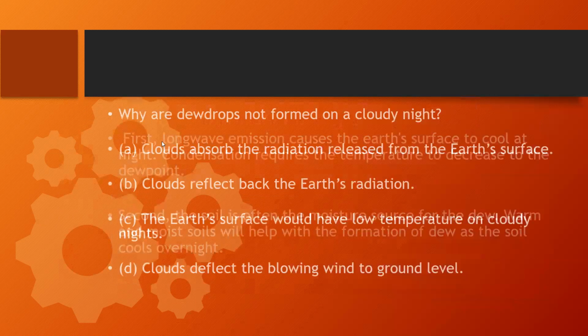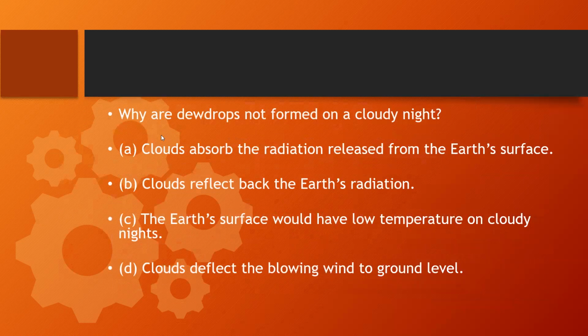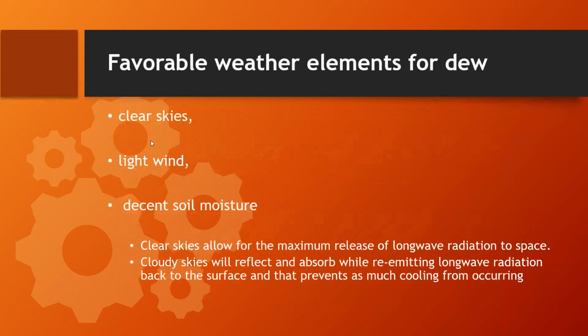Now you try to answer this question. UPSC has asked: why are dewdrops not formed on a cloudy night? You'll see that the option is B. If there is a cloudy night, now see here, as I have told you, clear skies are very favorable, because they allow the maximum release of the outgoing terrestrial radiation from the ground to space. Whereas if it is a cloudy sky, whatever heat is released by the earth is re-emitted back to the ground. Because of that, the cooling would not happen. When there is not much cooling, the dew point would not be reached. So that's why clear skies are very favorable for dew, whereas cloudy skies are not favorable for dew.